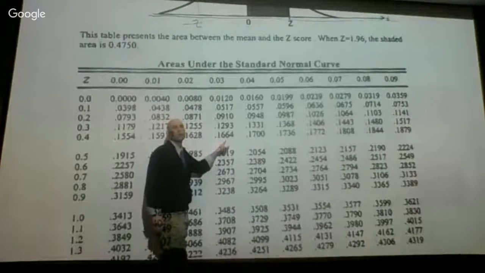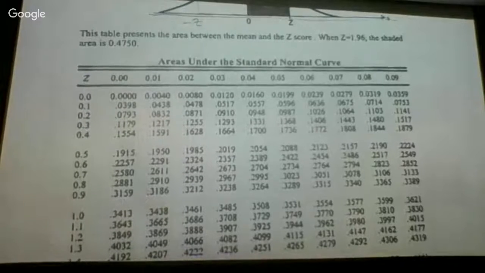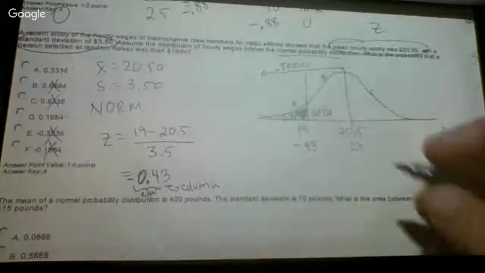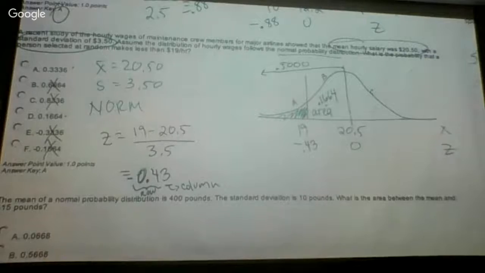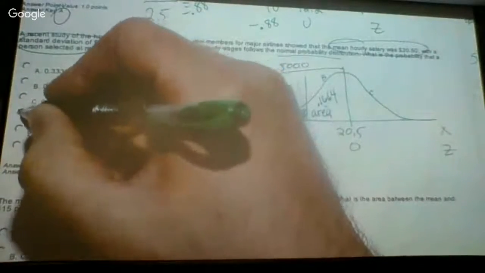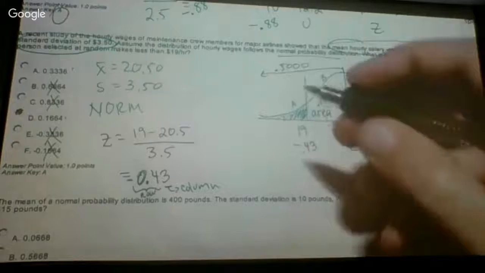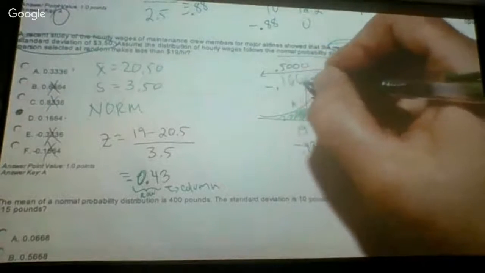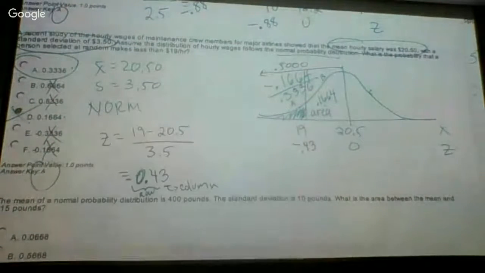A z-score of 0.43 gives 0.1664. No, why not, Steve? Subtract that from 0.500. Yeah, we gotta subtract it. We get something on the order of 0.3336. That's our answer. Not that one. Answer's A.